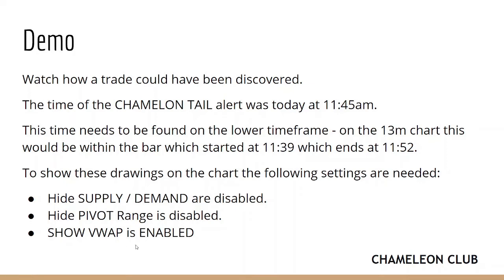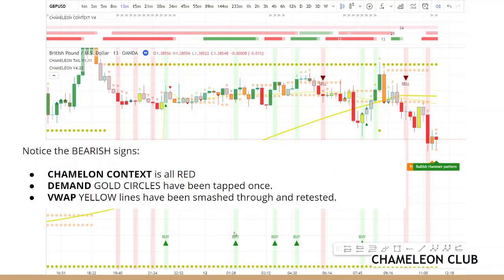Notice the bearish signs. The chameleon context is all red at the top. The demand gold circles have been tapped once. The VWAP yellow lines have been smashed through and retested.